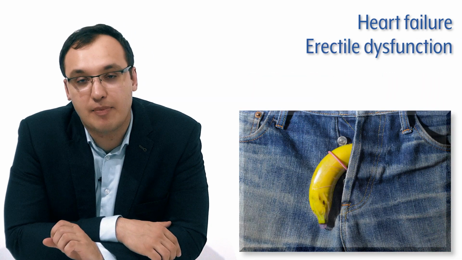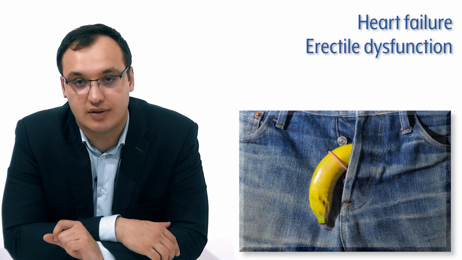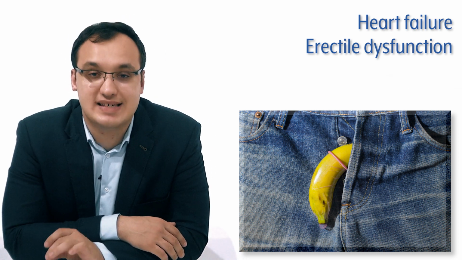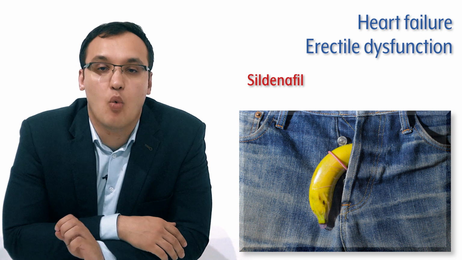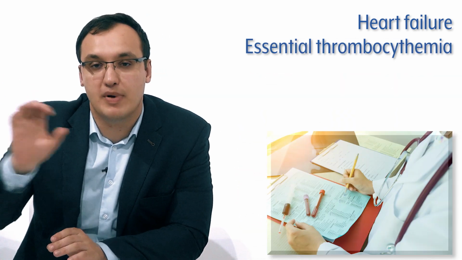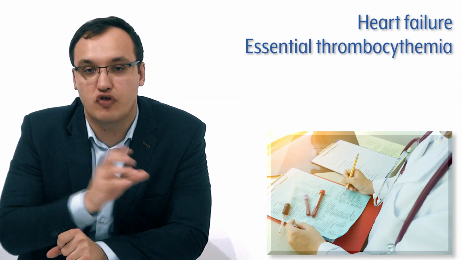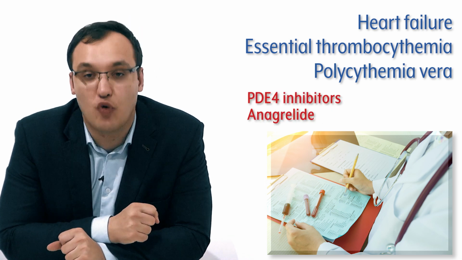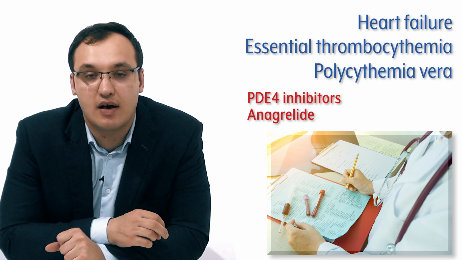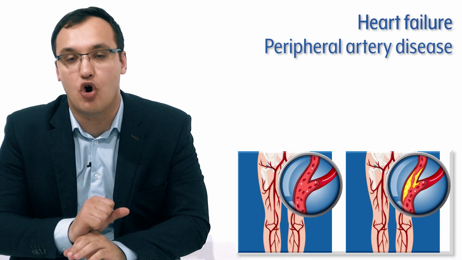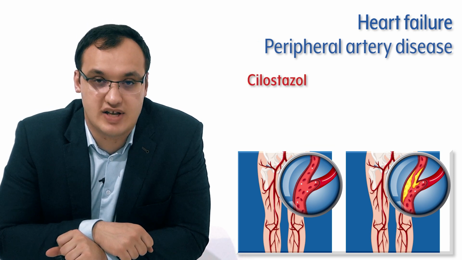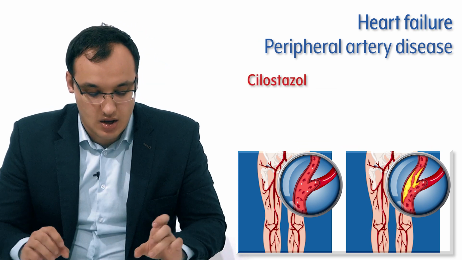Good. Then we have a patient with erectile dysfunction and heart failure. Which medication are we not allowed to give? Sildenafil. Okay. When the patient has essential thrombocythemia or polycythemia vera together with heart failure, you are not allowed to give the phosphodiesterase 3 inhibitor, which is anagrelide. We have a patient with peripheral artery disease and heart failure. We are not allowed to give cilostazol that we usually give. Good.